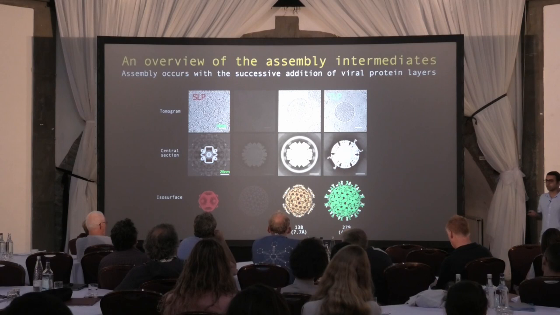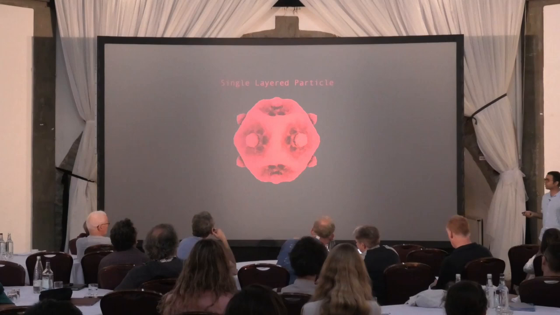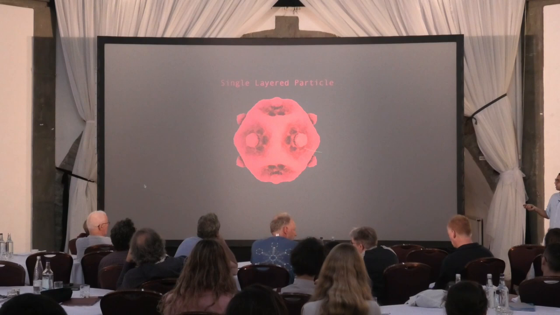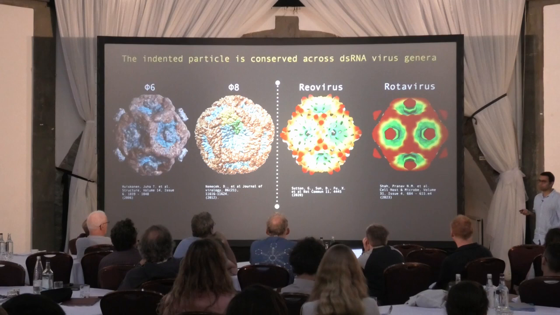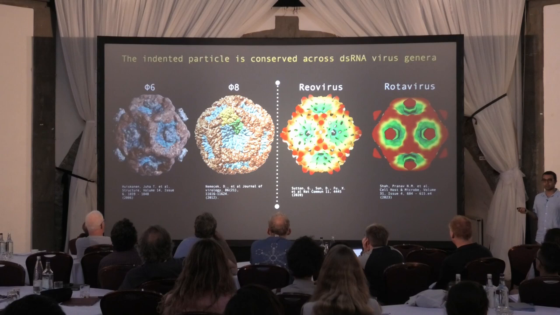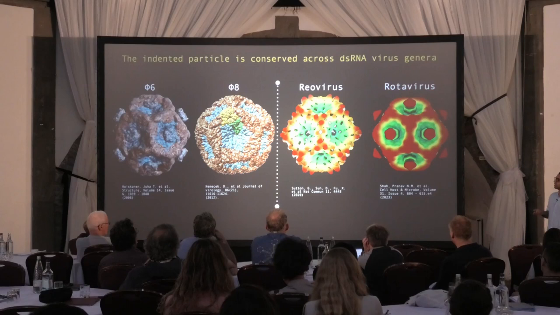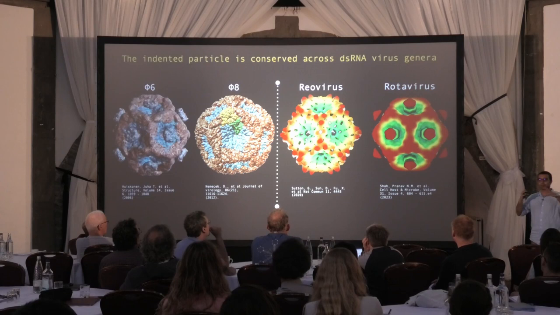So let's start with the single layer particle. It was really striking for me personally to see this particle because it has this unusual morphology. It has dimples at the five poles and very prominent blobs at these five poles. But the phage experts in the community will not be surprised to see this intermediate. I mean, Sarah and Dennis Bamford's groups have described these intermediates before, and recently our group also showed this intermediate for reovirus. So what this all means is that this indented form is conserved among the whole double stranded RNA virus family.